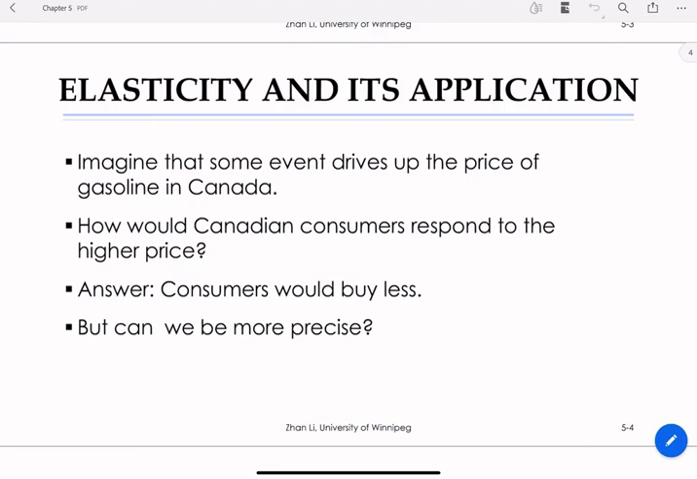However, you could be more precise, right? Because you really don't know how much less, right? So you want to understand the quantity here. That is, how much less Canadian consumers will reduce their consumption of gas if the price of gas increases by a certain amount. So to get a precise understanding how quantity demanded respond to price changes, we need the definition, the concept of elasticity.